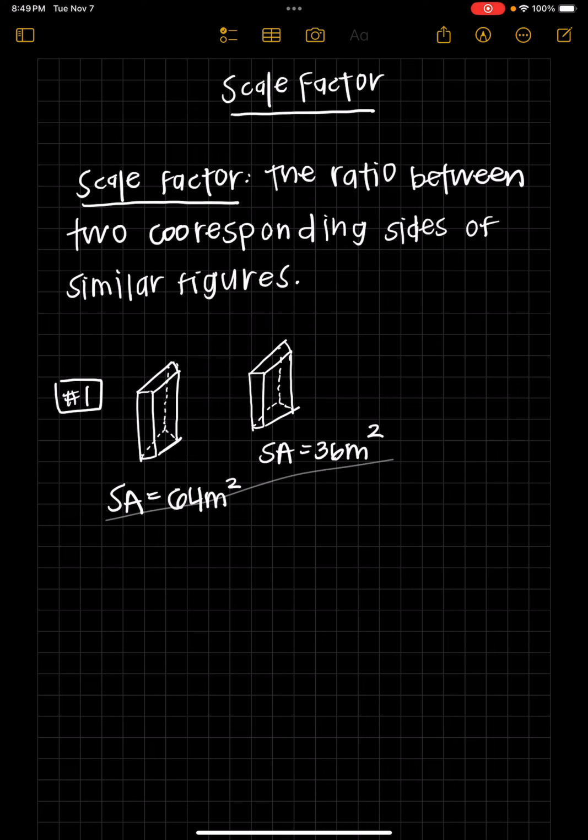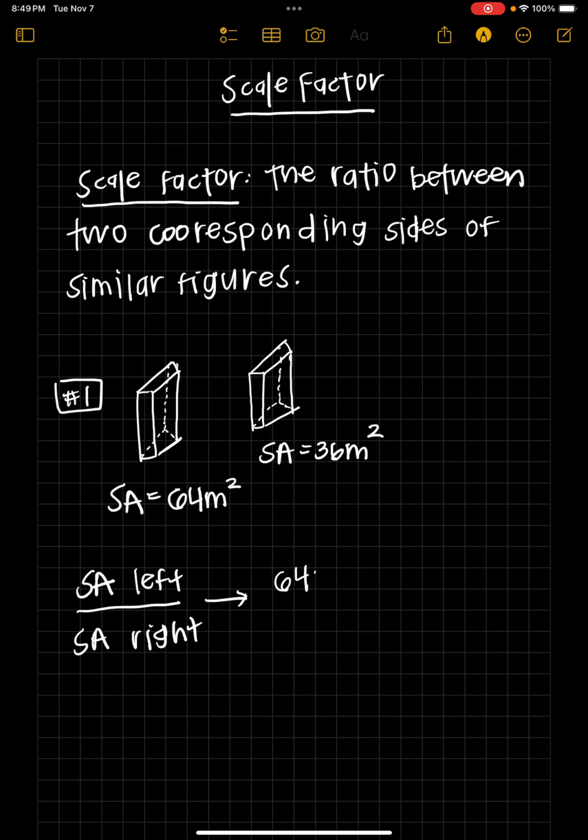So the question wants us to compare the left shape to the right shape. And the way that I like to write it out is that we're going to compare the surface area of the left shape on top over the surface area of the right shape on bottom. If I do that, I would end up with 64 meters squared, because that's the surface area of the left shape, over 36 meters squared, because that's the surface area of the right shape.